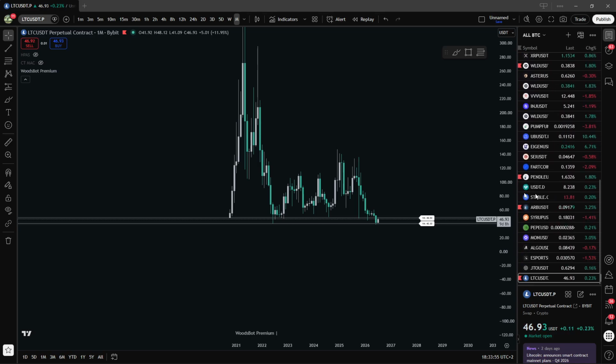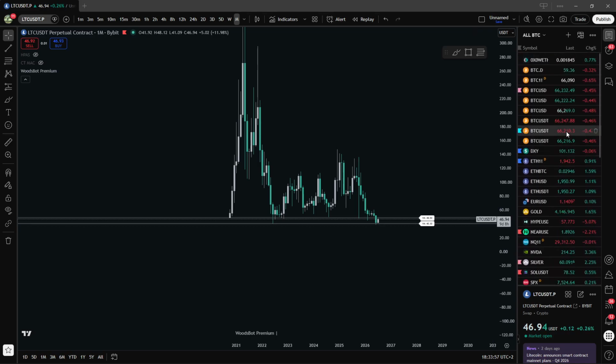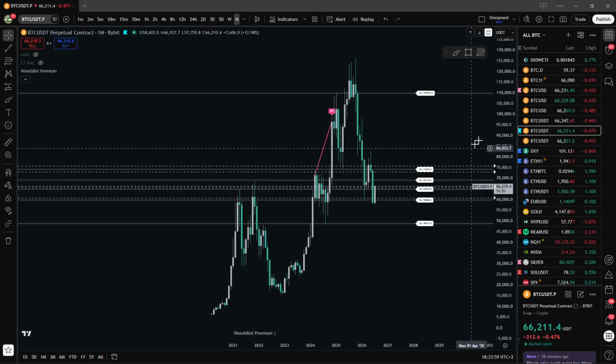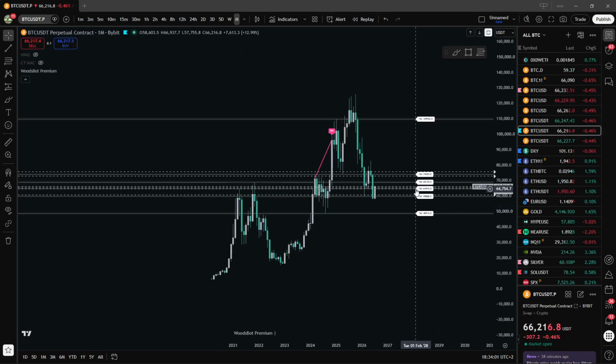Why would you put your money into Litecoin when you can also put your money into Bitcoin, right? Both are not looking the best, but at least Bitcoin is still somewhat trending. It still moves, at least.